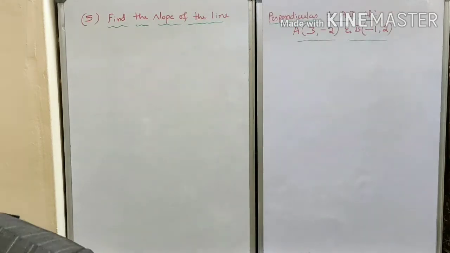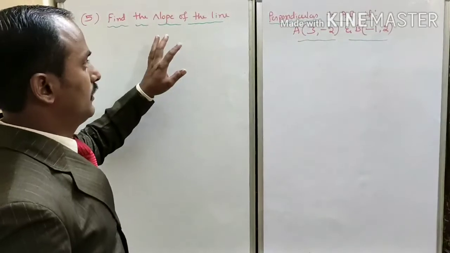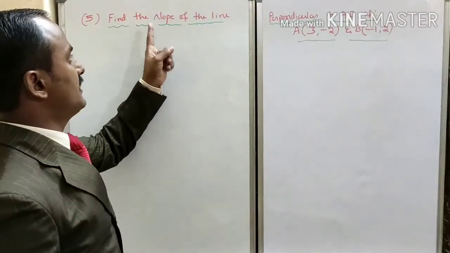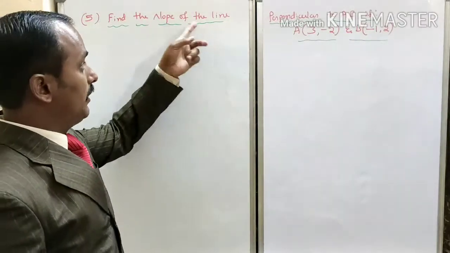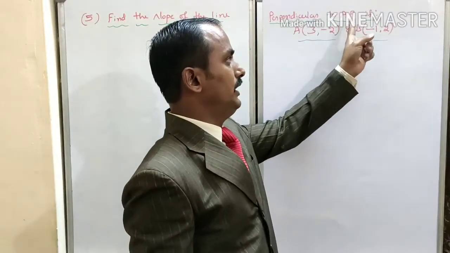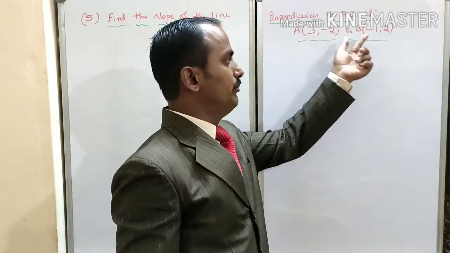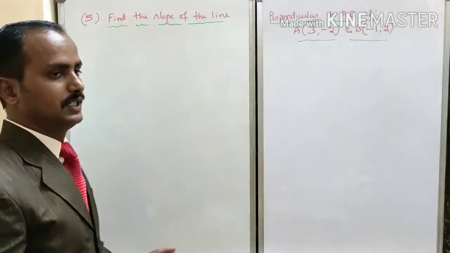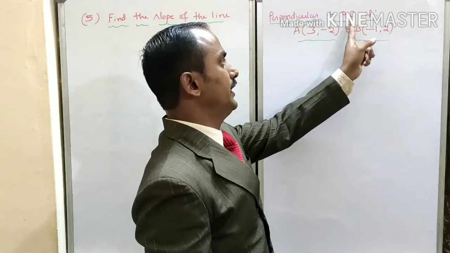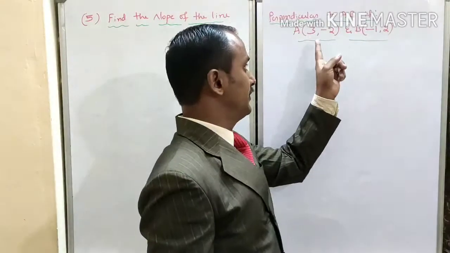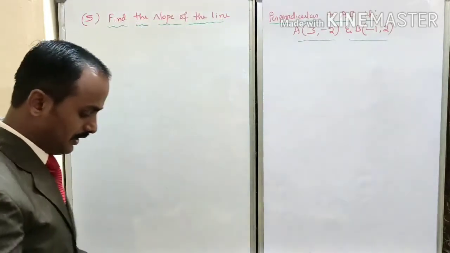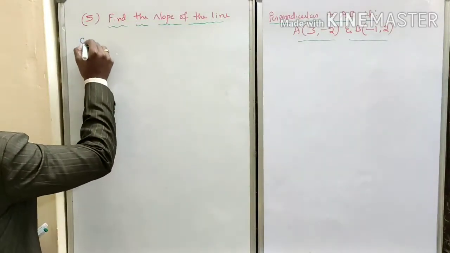Dear children, in this fifth problem, interest will come. Look here. Find the slope of the line. I am finding the slope of one line that is perpendicular to AB, if A coordinates are this and B coordinates are this. I will read once again: find the slope of the line perpendicular to AB if A coordinates are (-3, 2) and B coordinates are (-1, 2). Coming to the solution, dear children, I will explain neatly.